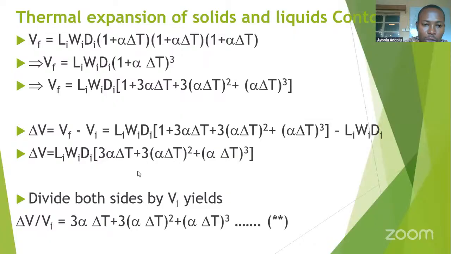Equation star. So what you did is just divide both sides by the initial volume. And this is the initial volume. If you divide by initial, it will cancel. Then the initial volume will be here. That's why you have this thing. This thing is just the term you have inside the square bracket here, which I call equation star.